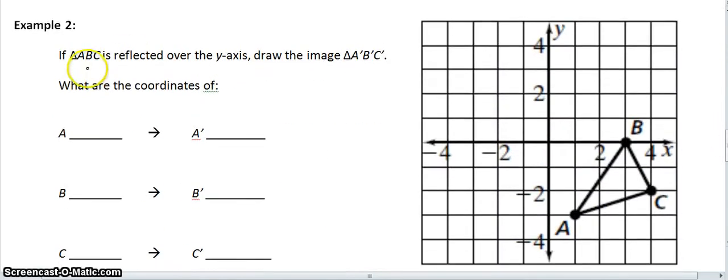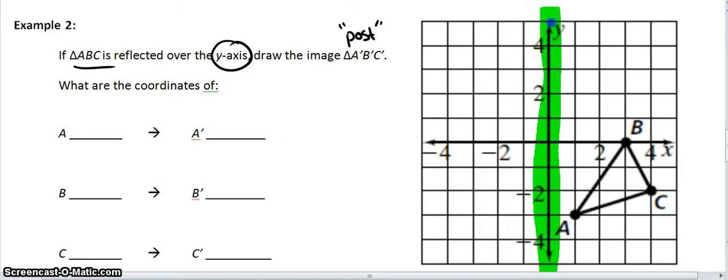Example 2 is very similar. You have ABC. This time, though, you're going to reflect it over the y-axis and draw the post image as A prime, B prime, C prime. Post image, post means after. Okay, and then find the coordinates. So I'm going to reflect over the y-axis. That means our line of reflection is this line here.